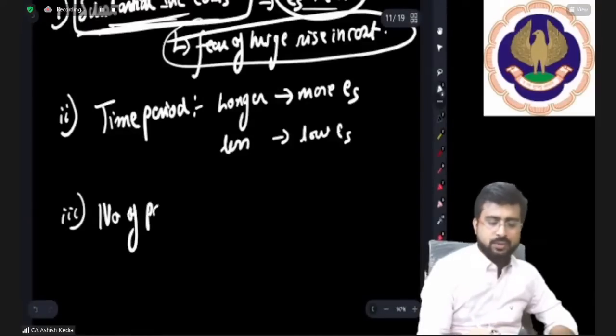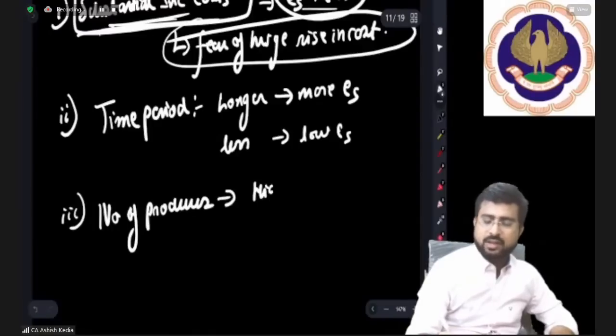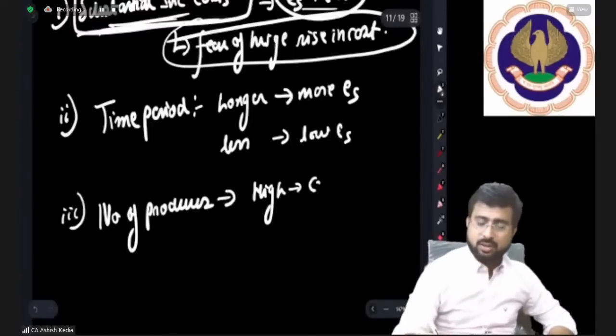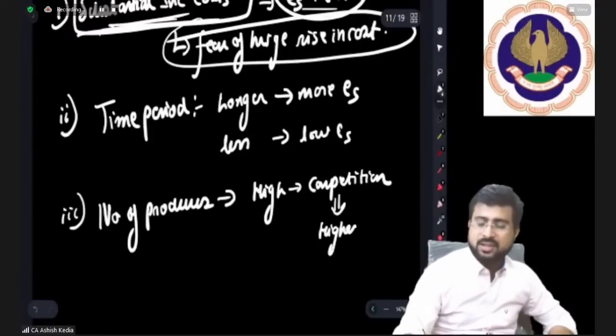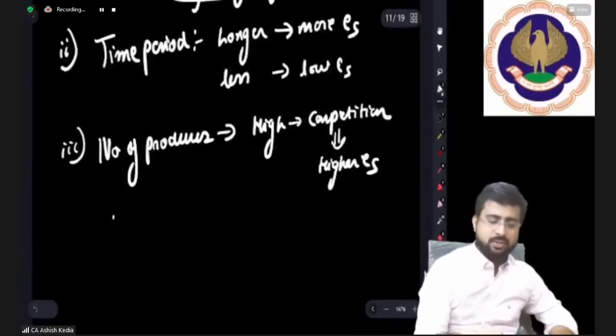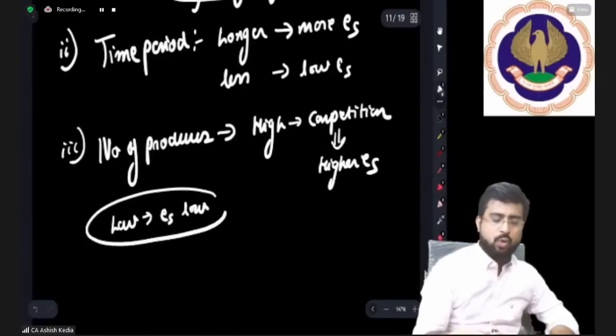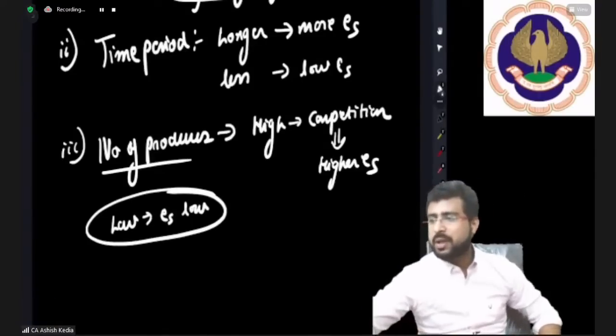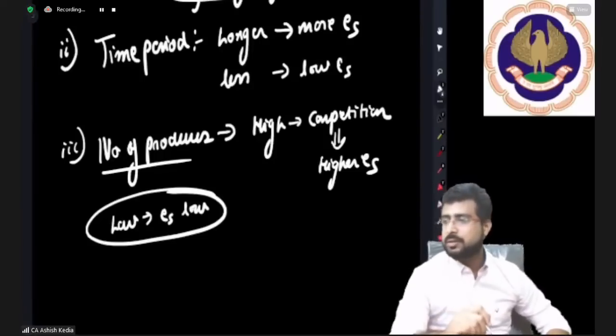Number of producers. See, if there is a high number of producers, friends, then there is a lot of competition, and due to competition, elasticity of supply tends to be higher, because supply changes quickly. But if it is low, then elasticity of supply is also low. More number of producers, higher elasticity of supply.